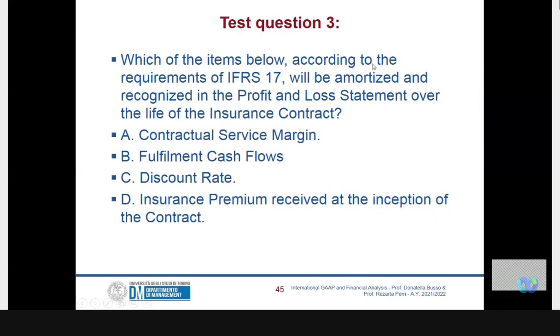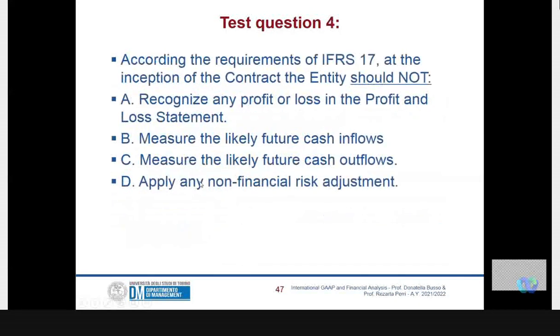Of course, there are some other test questions. We may go through them for 2 minutes only. We have time. Another test question that we have here regards the components of the contract. Which of the items below will be amortized and recognized in the profit and loss statement? CSM, fulfillment cash flows, discount rate, insurance premium. Which one will be amortized and will be recognized in the profit for the time span of the contract? It is easy. A, yes. Contractual service margin, good.